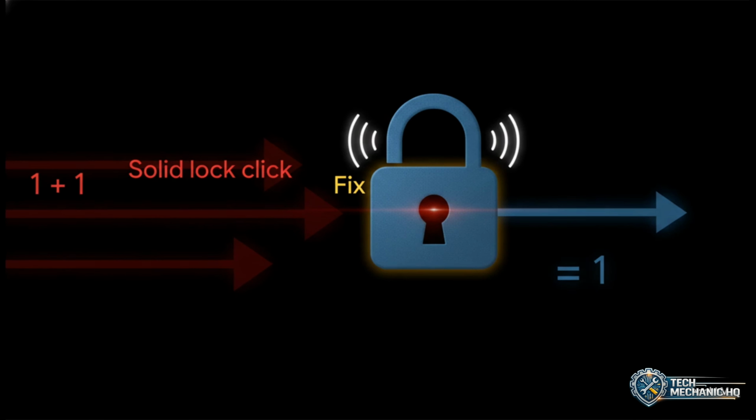And what this means is that the backend becomes the undisputed source of truth. It just doesn't matter if the client sends one request or 100. For this specific user action, 1 + 1 will always mathematically equal 1. This, by the way, is the exact strategy used by companies like Stripe to process billions of dollars safely.